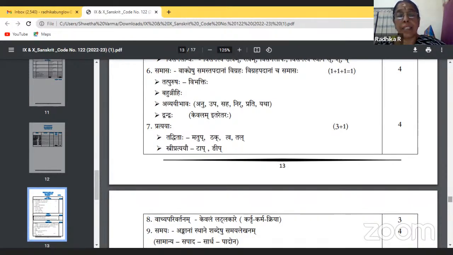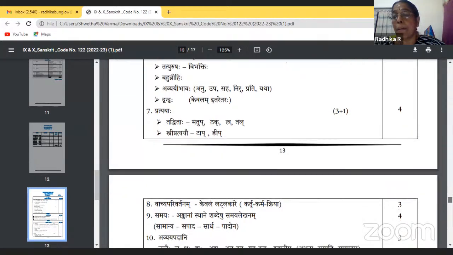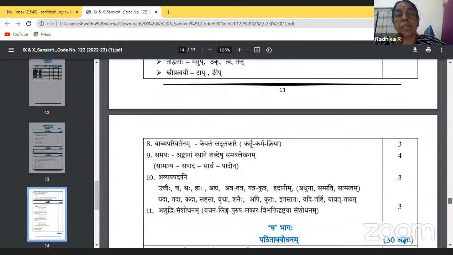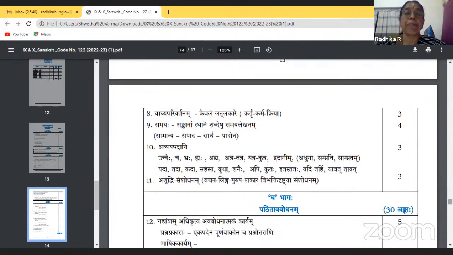Then the next one is Vachya Parivartanam, only Kevalam Lat Lakare, only Karta Karma Kriya. They should ask only in present tense. We have to fill the blanks of the conversation of both.